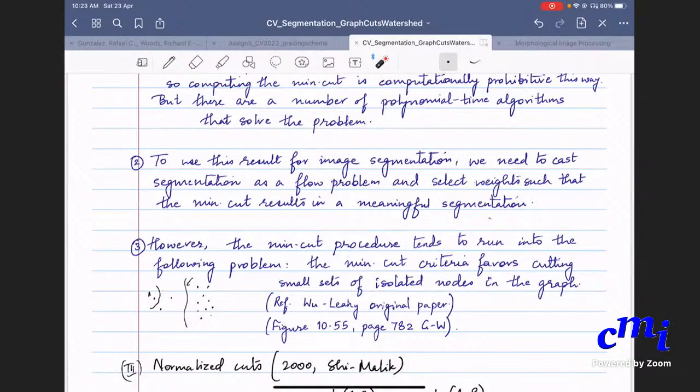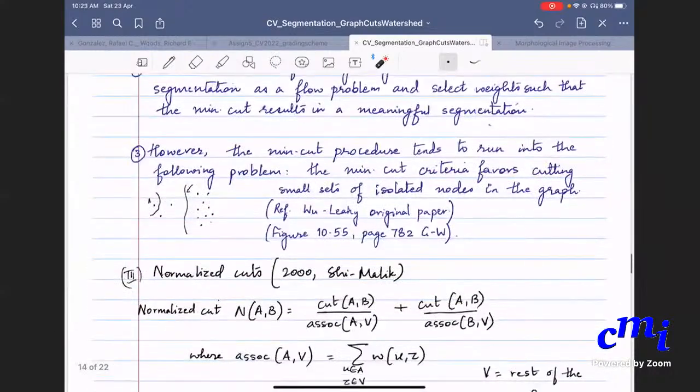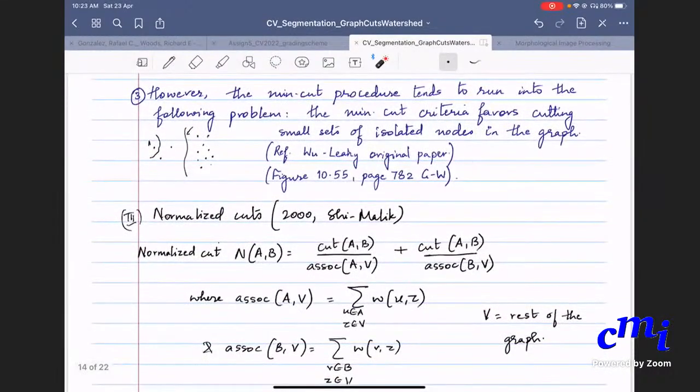This basic graph cut algorithm turns out to lead to sets of isolated nodes in the graph. There's a problem that appears, and this is very common, which is that usually it will give you a partition of this kind, where you have some isolated node and the rest of the vertices in another set. There are papers that have dealt with this problem.